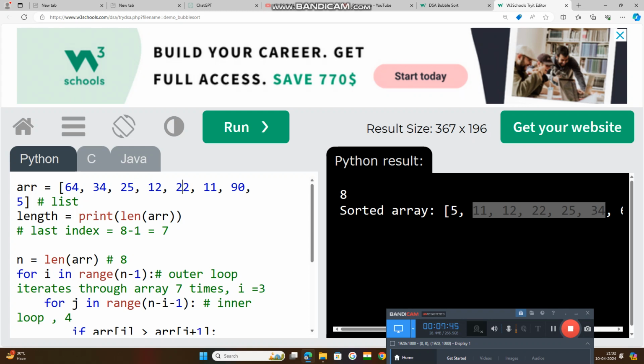Next, I will be what? I is equal to 4. Whenever I is equal to 4, j values will be 8 minus 4 minus 1, 8 minus 5. So values will be what? 3.